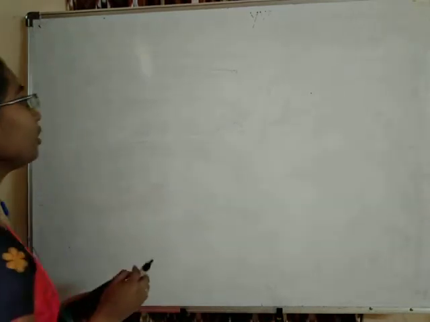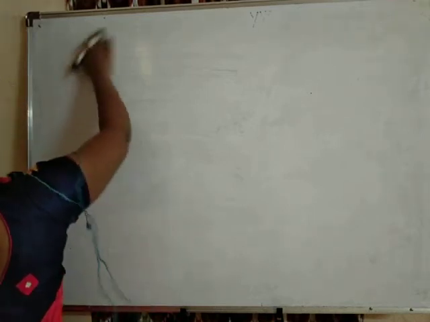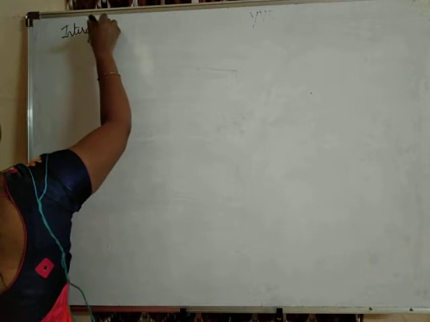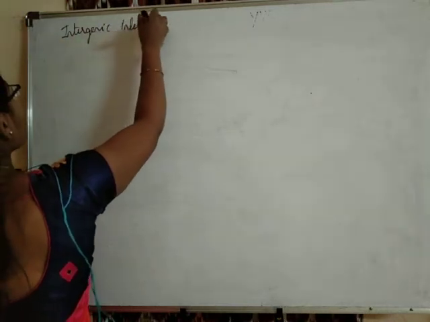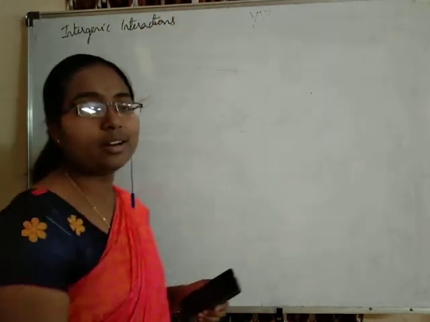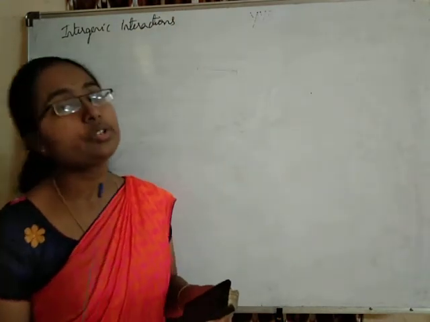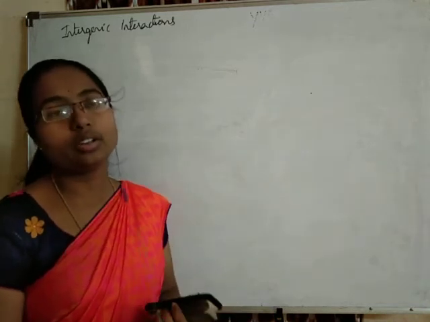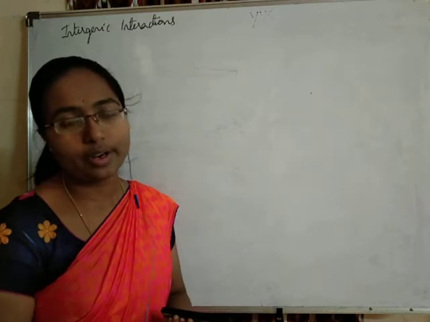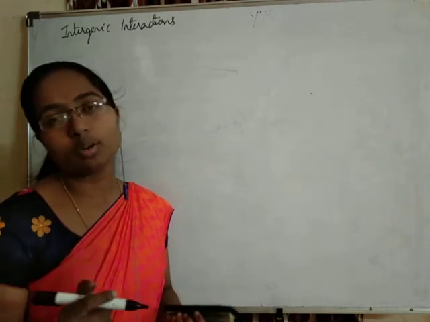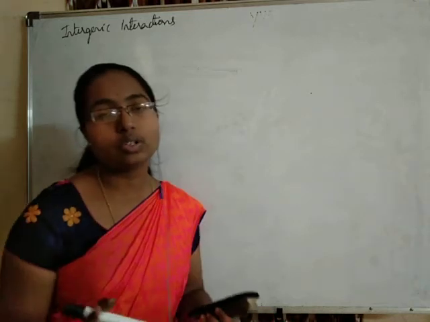Okay. Now we are going to learn about the next concept, that is intergenic interactions. Before we learn about intergenic interactions, we need to learn a few concepts. See students, living organisms are mostly diploid. Okay, living organisms are mostly diploid.